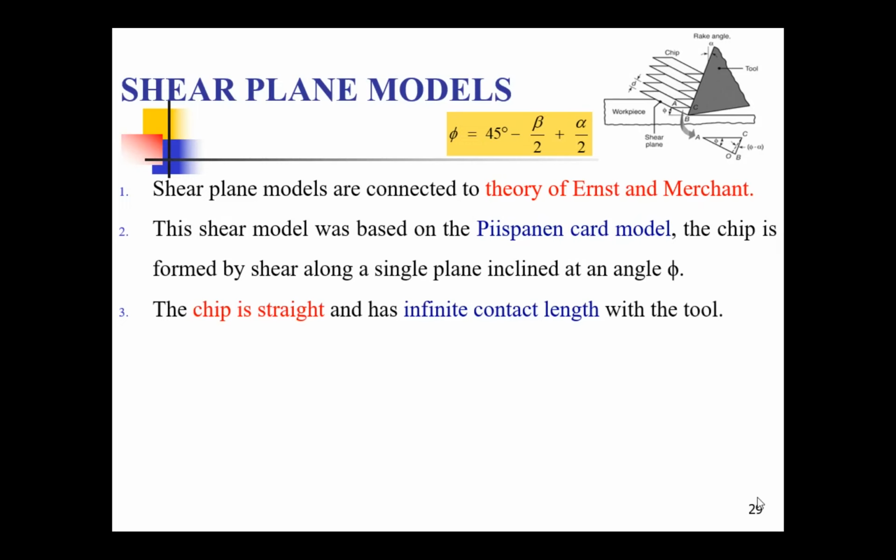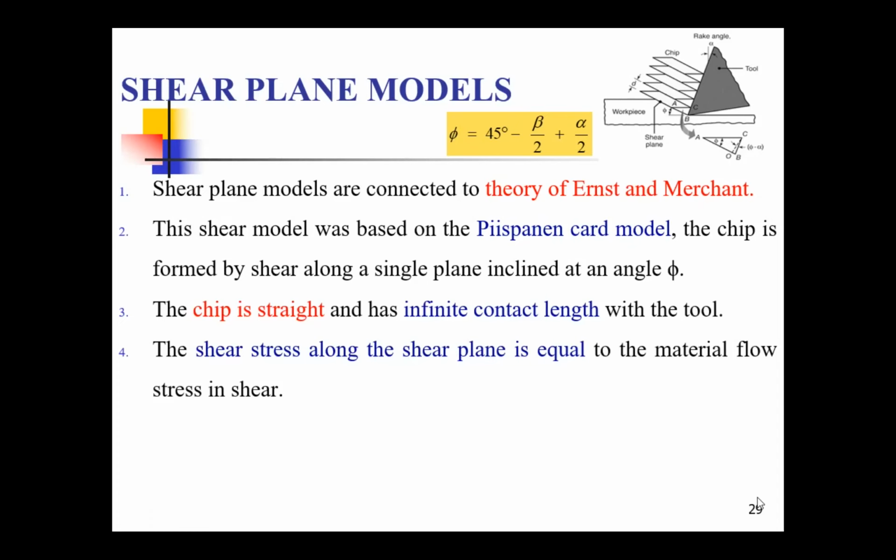So the chip will be straight and has infinite contact length with the tool. Whether the chip will be straight? No, it tends to curve. But the assumption made in this model is that the chip is straight and it has infinite contact length.